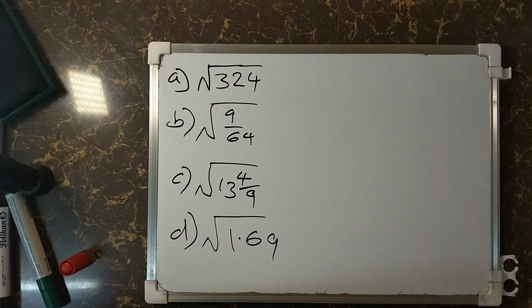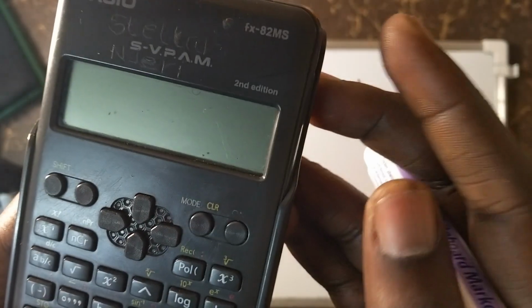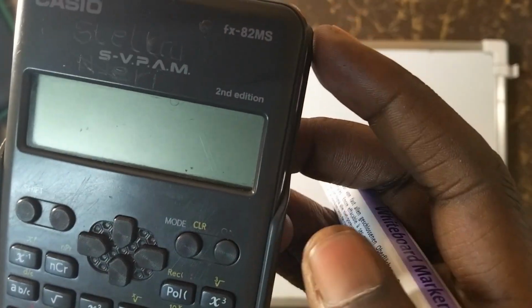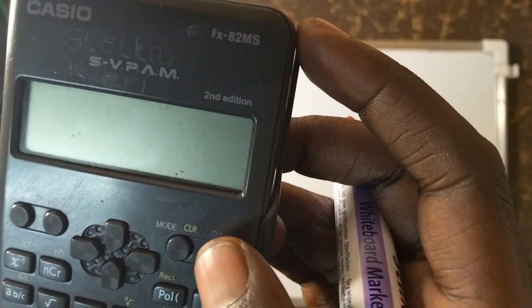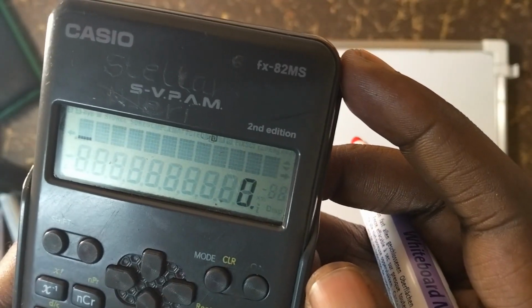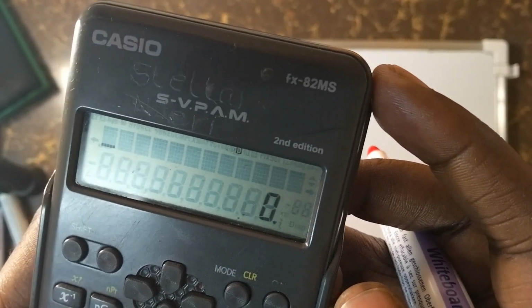Now, how do you find the square roots of numbers using your calculator? Finding the square root of numbers using your FX-82MS calculator is very simple. Let's see these examples. Step 1: switch on your calculator. It's on.